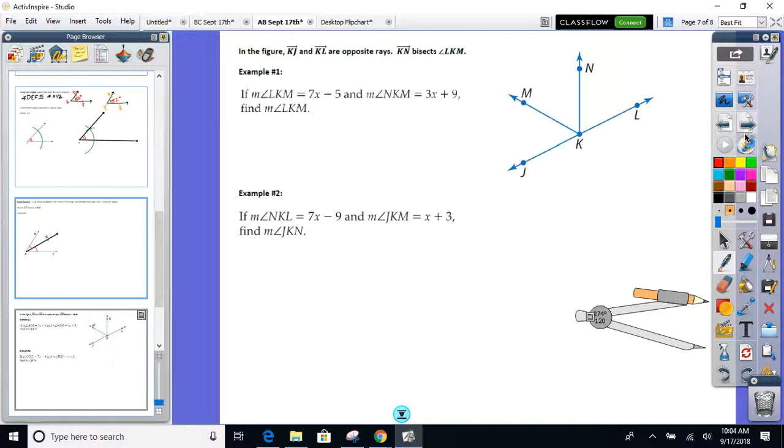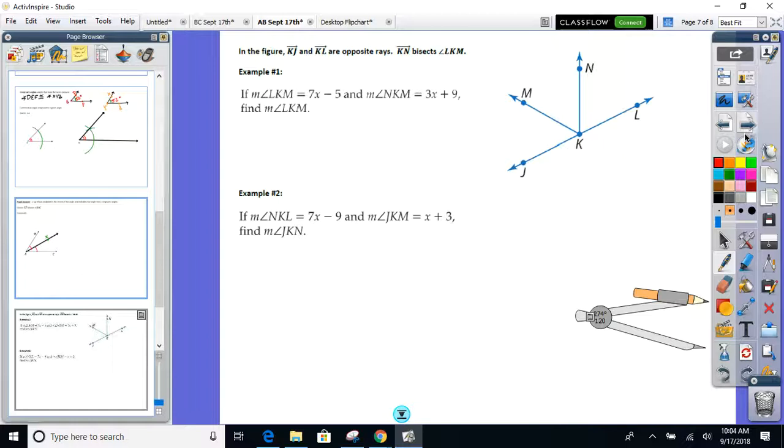KN, everyone look at ray KN. See it on your diagram. Ray KN bisects LKM. Everyone find angle LKM. Trace it with your finger, please. Follow the letters. LKM. Did everyone see that angle we're referring to? That angle is being cut in half by KN.